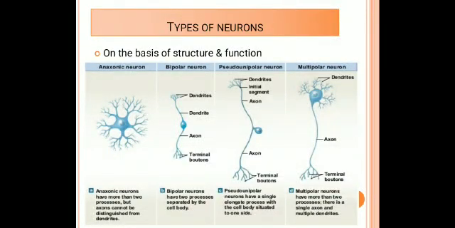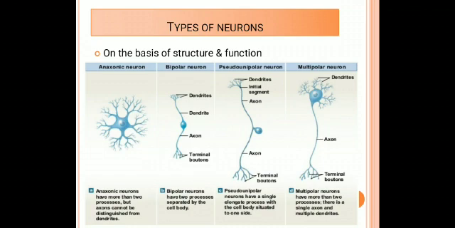Good morning, students. Next, we are going to discuss the types of neurons. On the basis of structure and function, neurons are classified into various types. First, on the basis of structure, the neurons are classified into anaxonic neuron, bipolar neuron, pseudo unipolar neuron, and multipolar neuron.